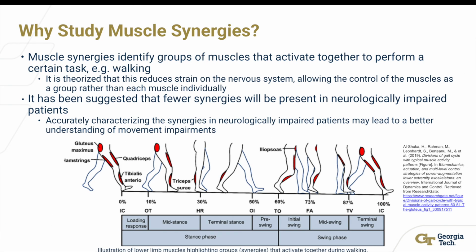So, why study muscle synergies? Synergies are groups of muscles activated together to simplify control of tasks like walking, including in patients with neurological impairments, such as those with cerebral palsy. Fewer synergies are often observed, reflecting reduced neuromuscular complexity. Measuring synergies reliably can improve our understanding of movement impairment and inform interventions.